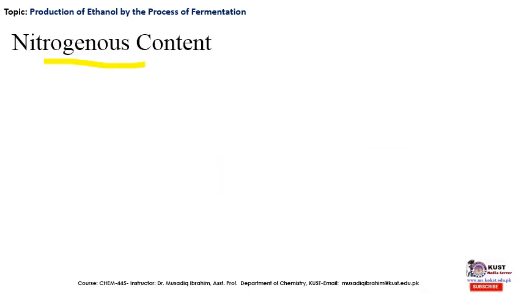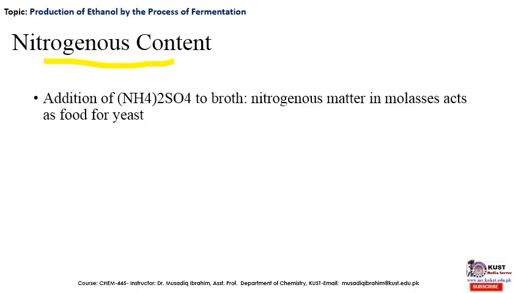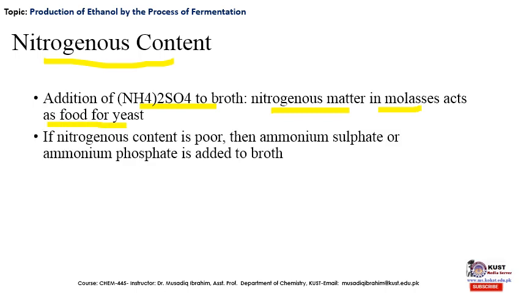Now moving towards the nitrogenous contents. In case of ethanol production, the addition of diammonium sulfate to the broth is carried out, and the nitrogenous matter in molasses acts as food for yeast. Now, if the nitrogenous content is lower in amount or is poor, then ammonium sulfate or ammonium phosphate is also added to the broth so that they can serve as food for yeast.